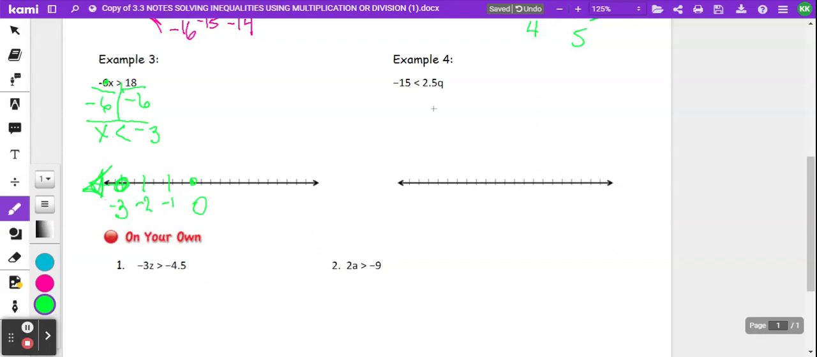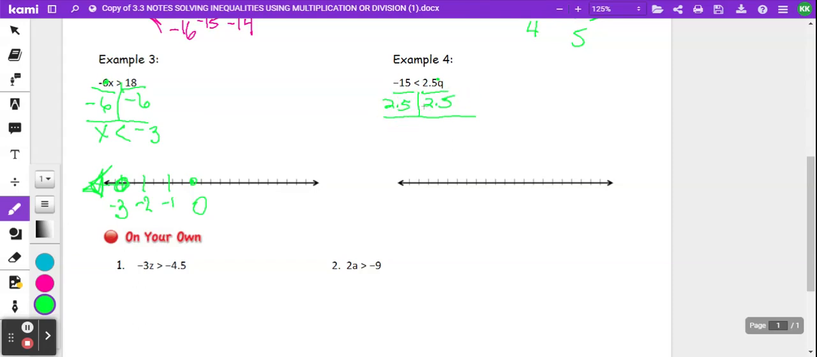Now we're looking at the last example, and then you're going to do 1 and 2 on your own and check with the Edpuzzle video. So I have negative 15 is less than 2.5q. I draw my line down at the inequality symbol. I look for my variable, which is right there, and that means 2.5 times q. So we're going to divide by 2.5. So I divide both sides by 2.5.